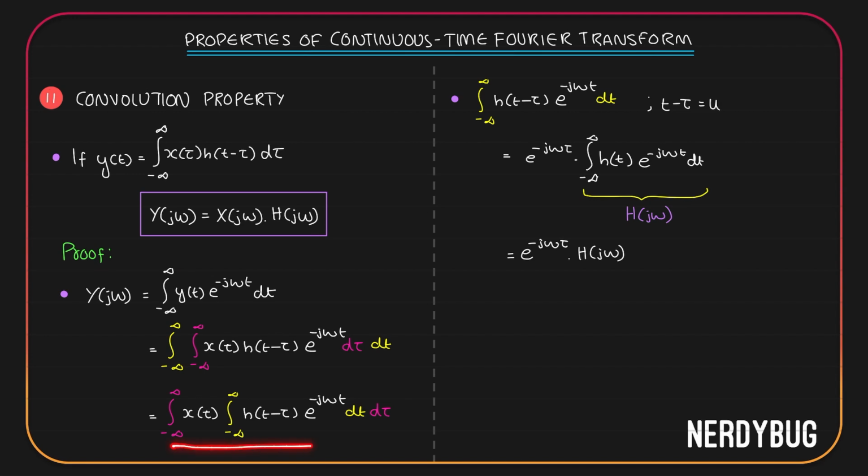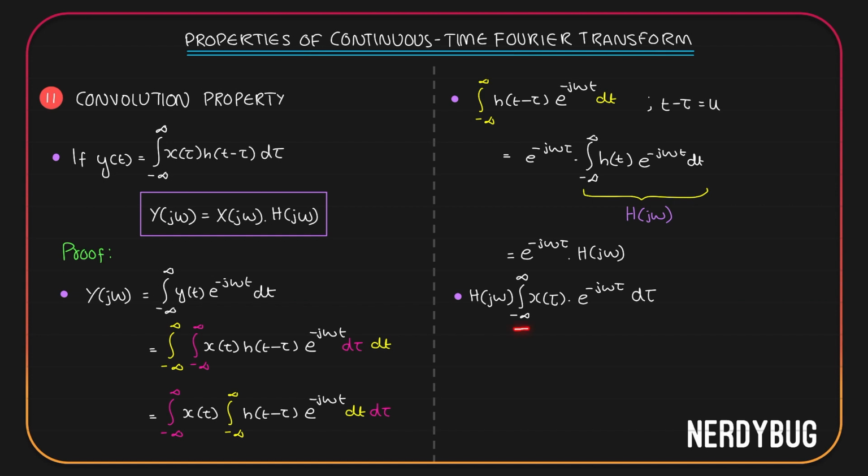Let us put it back into our first equation over here. Then that equation will become the integral from minus infinity to infinity x of tau. This whole integral will be e raised to minus j omega tau H of j omega. So we have e raised to minus j omega tau H of j omega d tau. Again, the integration here is based on the variable tau. H of j omega doesn't have anything to do with tau, so it can come out of the integration.